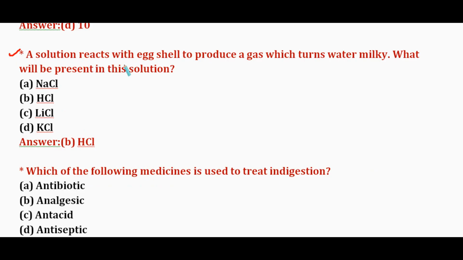A solution reacts with eggshell to produce a gas which turns lime water milky. What will be present in this solution? Options are NaCl, HCl, LiCl, KCl. The correct option is HCl, hydrochloric acid.